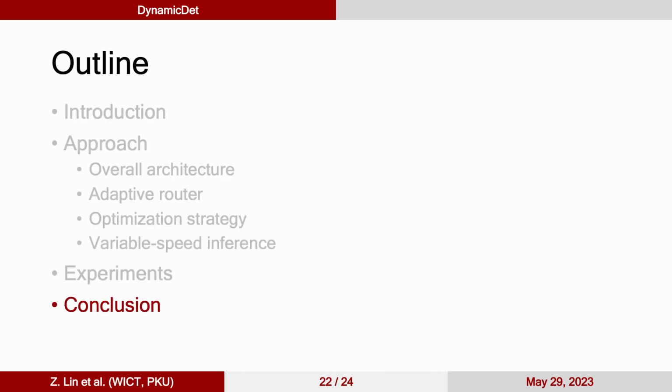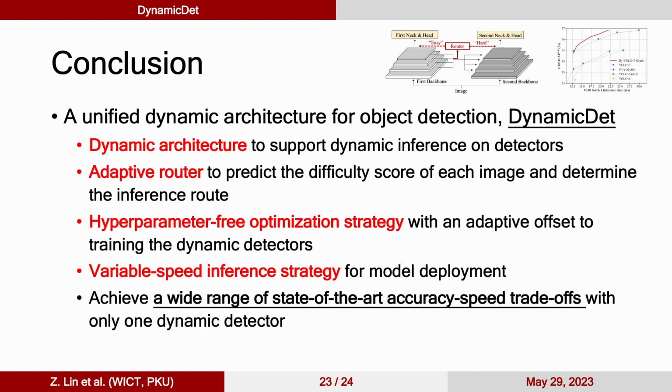Last, about the conclusion. In this paper, we present DynamicDet, with a dynamic architecture, an adaptive router, a hyperparameter-free optimization strategy, and a variable speed inference strategy. Extensive experimental results demonstrate the superiority of DynamicDet in accuracy and efficiency, and a wide range of state-of-the-art accuracy-speed trade-offs is achieved.